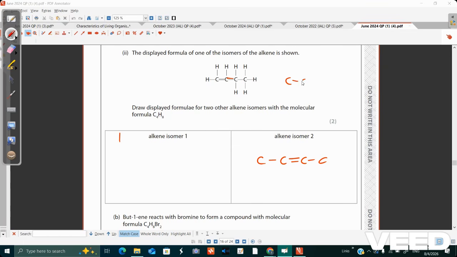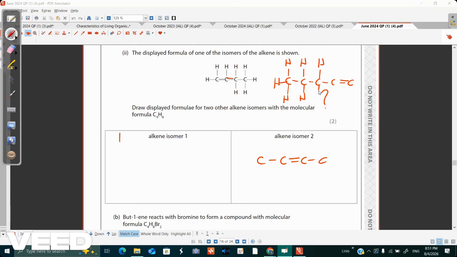if someone tells you, is this the isomer of this? What do you think? Could this be the isomer or the same molecule? What do you say? This is the same molecule. These are the same. You just twist it, turn it the other way. It's the same molecule, right? So this is not an isomer.